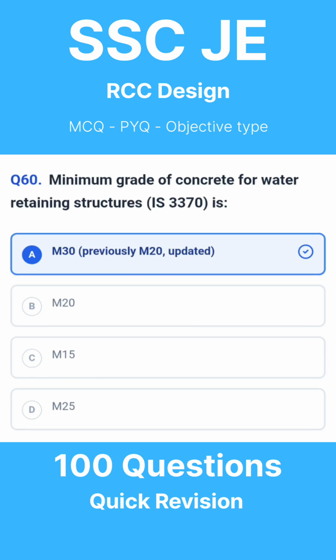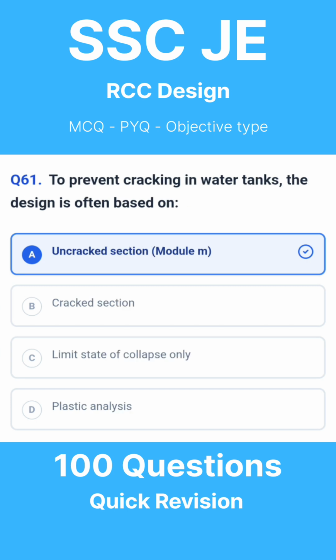Question 60. Minimum grade of concrete for water retaining structures IS 3370 is. The correct answer is M30, previously M20, updated. Question 61. To prevent cracking in water tanks, the design is often based on. The correct answer is uncracked section module.